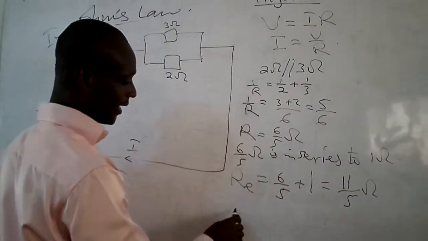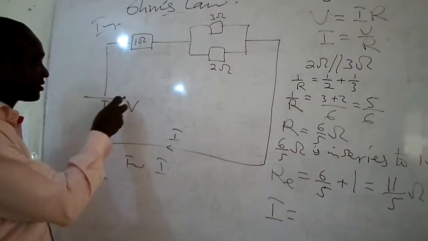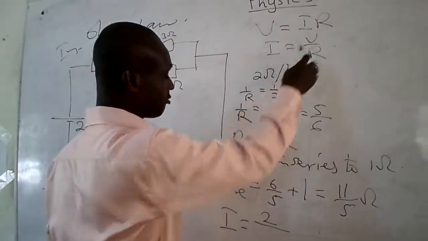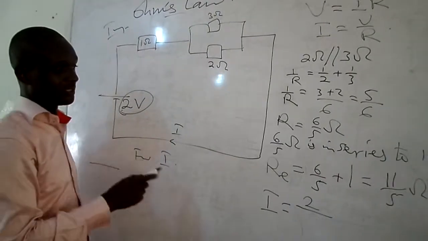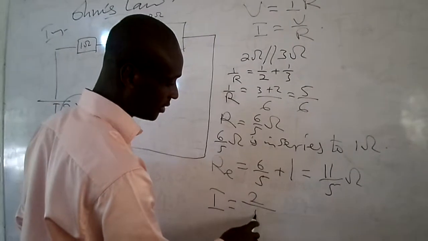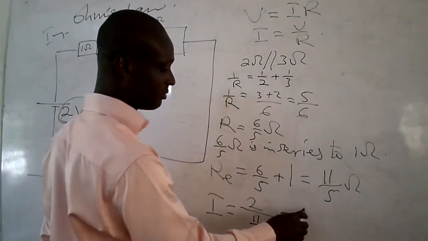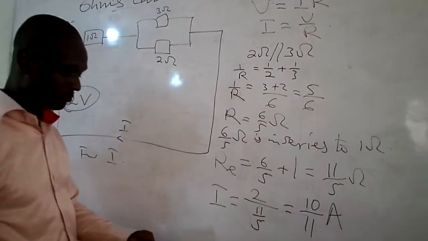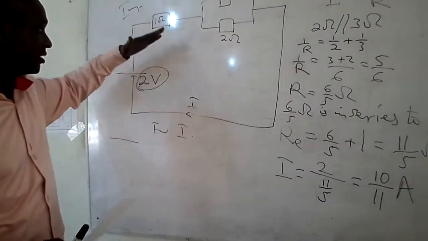From Ohm's law, I is equal to V over R. The V, the voltage given in the circuit, is 2. I is equal to V over R. V is 2, that is the voltage in the circuit, 2 over R, the effective resistance, which is 11 over 5. And when you simplify this fraction, you have 10 over 11 amperes. So that is the current circulating in this circuit.